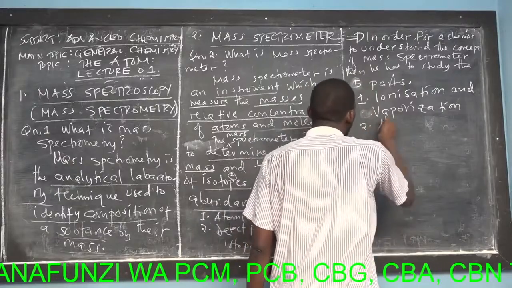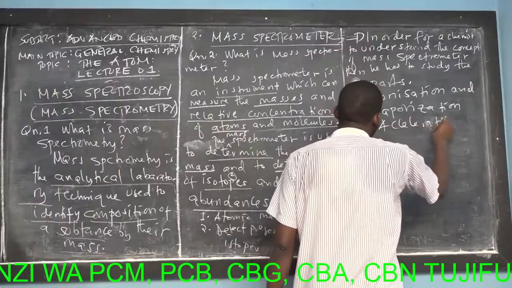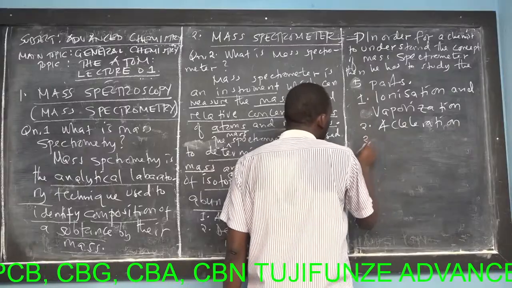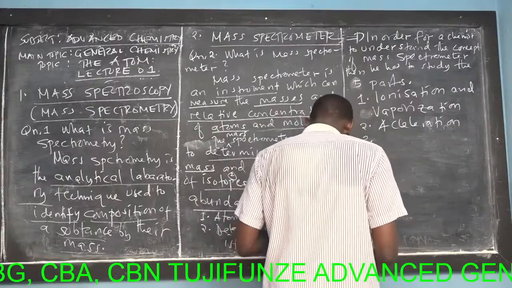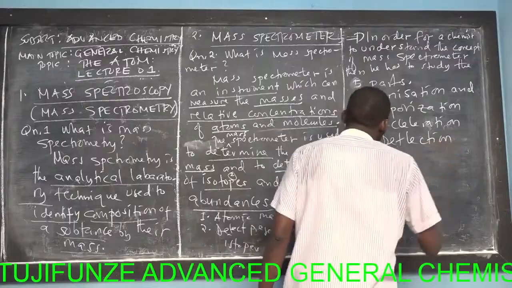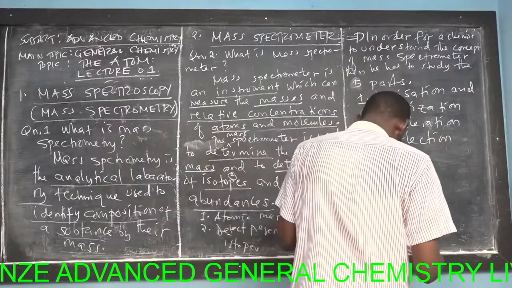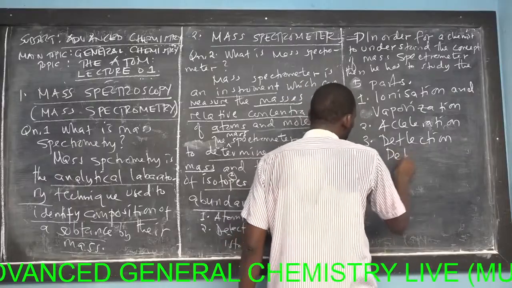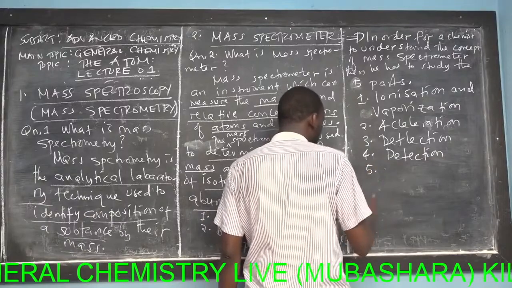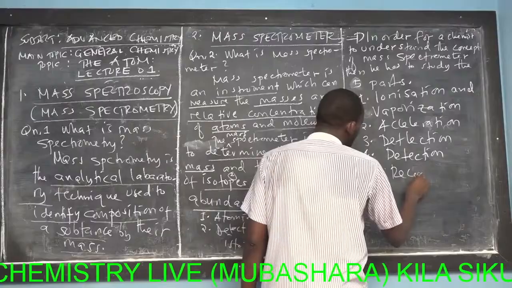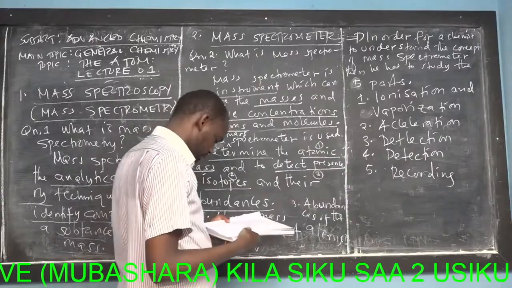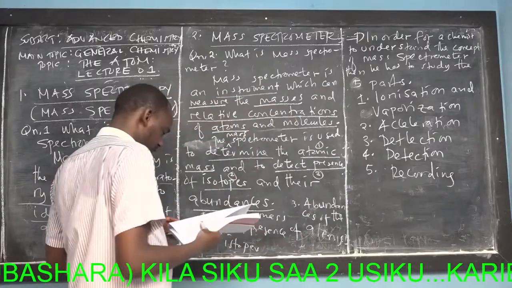Then I have to teach you about the acceleration of the atom in the mass spectrometer. The third part is known as deflection. The fourth part we call detection. Now we detect the atoms, the isotopes. Then the fifth part we call recording. So these words must be memorized in the sequence.